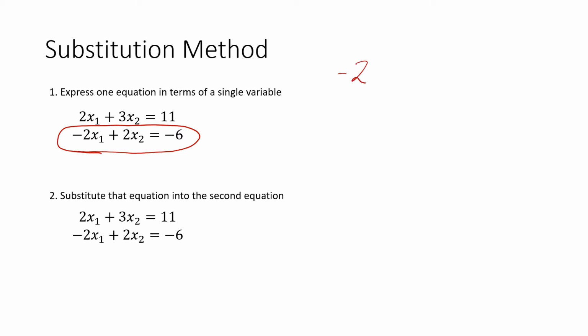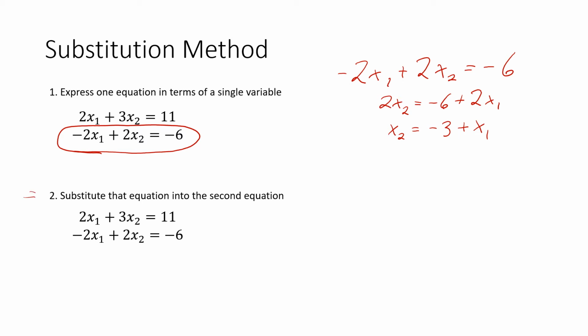What do I have? I have minus 2x1 plus 2x2 equals minus 6. I am going to rearrange this to get x2 equals something. Now you could do it where you get x1 equals something. You can take the first one. It doesn't matter. You're going to come out with the same answer every way. So I'm going to rearrange this. 2x2 equals negative 6 plus 2x1, because I take the negative 2x1 and move it to the other side. Divide everything through by 2. I have x2 equals negative 3 plus x1. There is my equation written in terms of a variable.